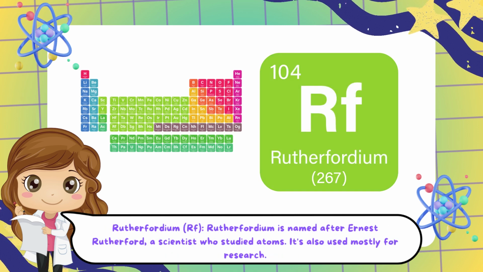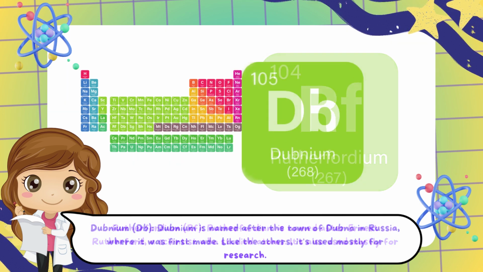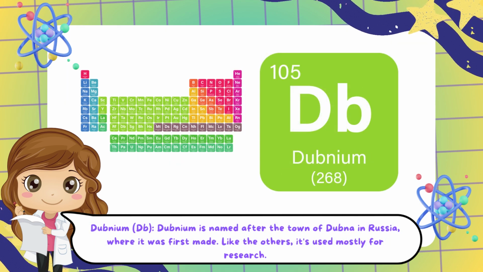Rutherfordium, Rf. Rutherfordium is named after Ernest Rutherford, a scientist who studied atoms. It's also used mostly for research. Dubnium, Db. Dubnium is named after the town of Dubna in Russia, where it was first made. Like the others, it's used mostly for research.